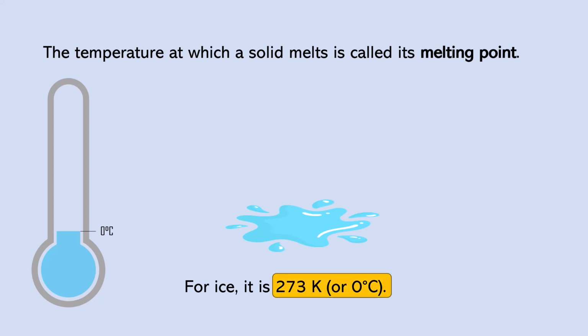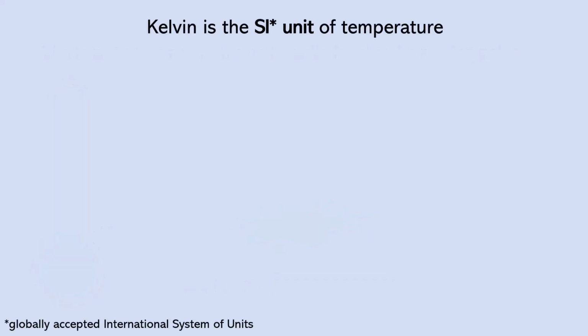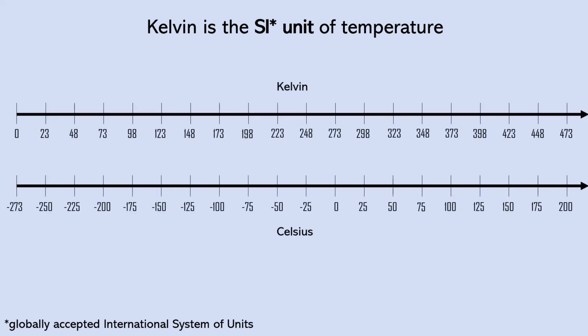Quick note on the Kelvin to Celsius conversion. Kelvin is the SI unit of temperature. This is the globally accepted international system of units. The relationship between Celsius and Kelvin is simple and linear. To convert Kelvin to Celsius, you simply subtract 273 from the Kelvin value.